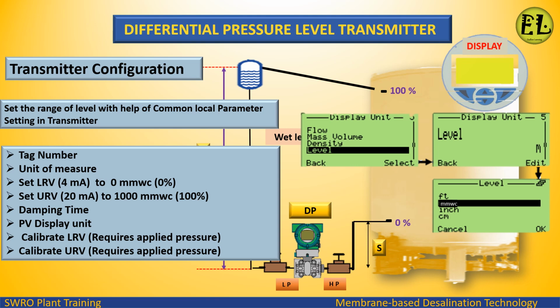Transmitter configuration. Set the range of level with help of common local parameter setting in transmitter. Tag number, unit of measure. Set LRV, 4 milliamperes, to 0 mm water column, 0%. Set URV, 20 milliamperes, to 1000 mm water column, 100%. Damping time, PV display unit. Calibrate LRV, requires applied pressure. Calibrate URV, requires applied pressure.